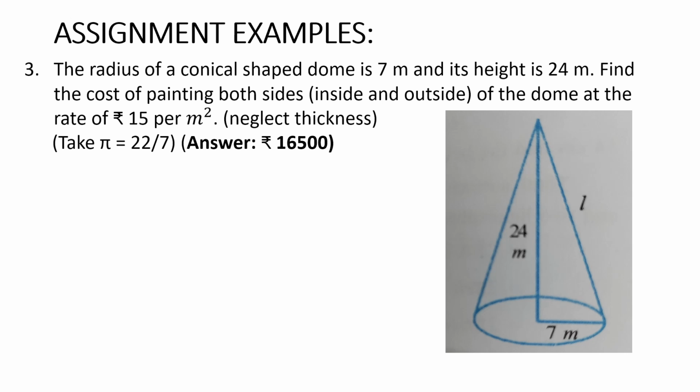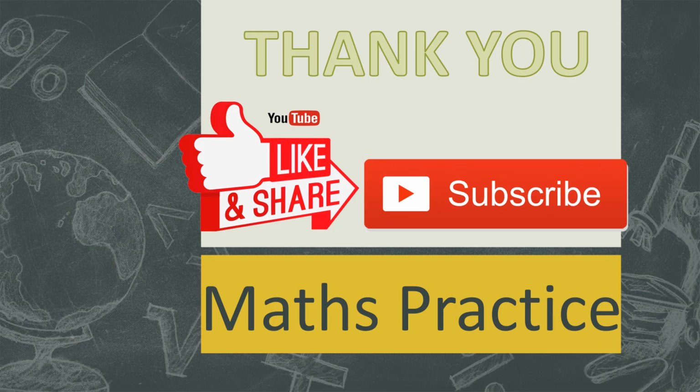Assignment example 3. The radius of a conical shaped dome is 7 meter and its height is 24 meter. Find the cost of painting both sides, inside and outside of the dome, at the rate of rupees 15 per meter square. Neglect the thickness. Take pi is equal to 22/7. We have done an example of this kind, but remember over here you have to paint both the sides, inside and outside. So the total answer is rupees 16,500.